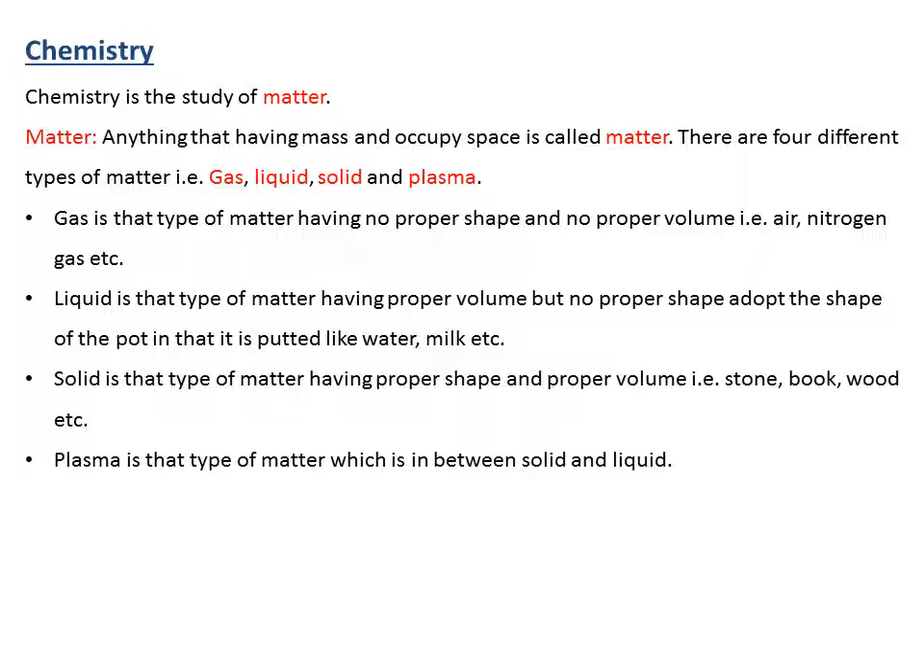Gas is that type of matter having no proper shape and no proper volume, for example, air, nitrogen gas. Liquid is that type of matter having proper volume but no proper shape, for example, water, milk, honey. Solid is that type of matter having proper shape and proper volume, for example, stone, book, wood. Plasma is in between solid and liquid.